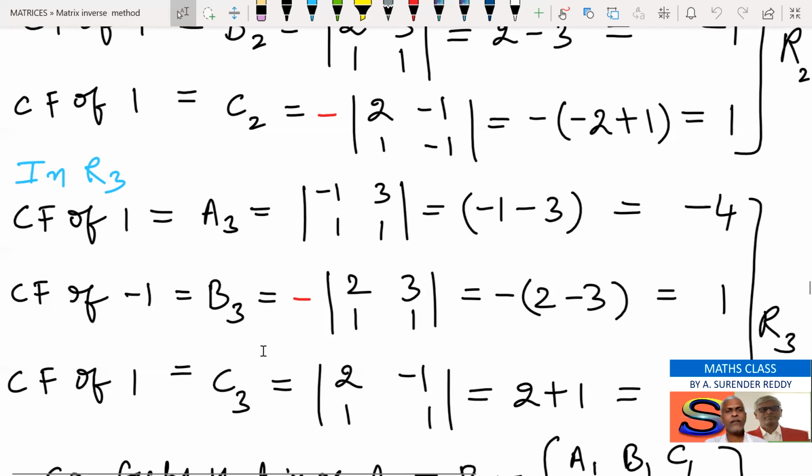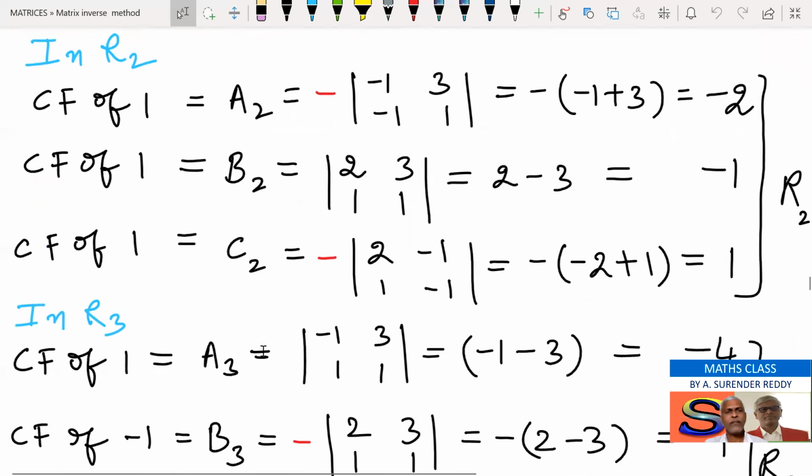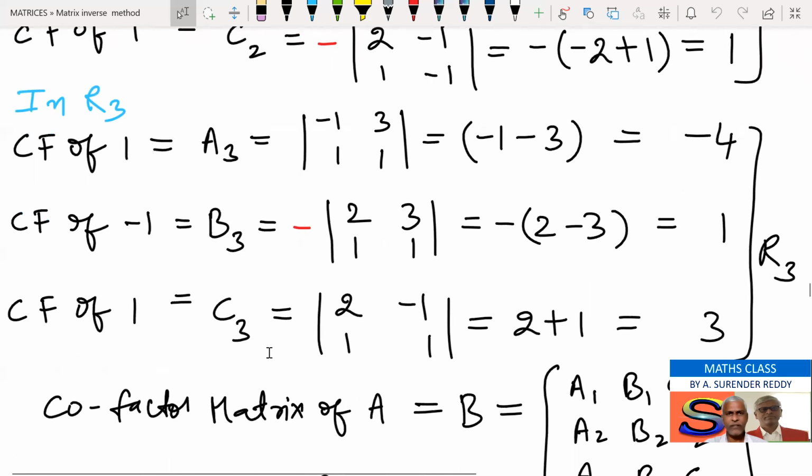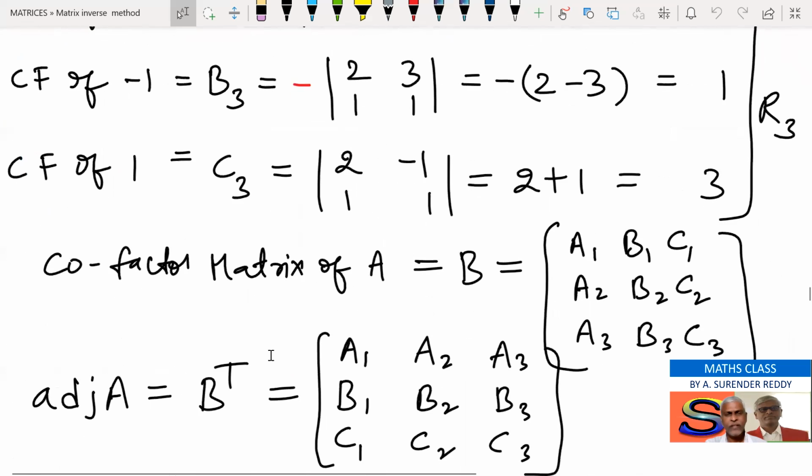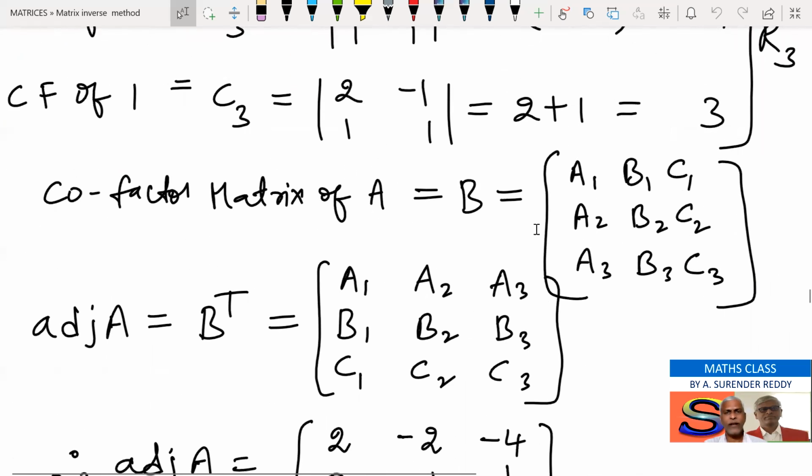So in this way, after calculating all the cofactors of the 9 elements, now write the cofactor matrix. First row, second row, third row cofactors, and convert the rows into columns. So that is the adjoint matrix. Cofactors ni transpose cheste vachedi adjoint matrix. So adjoint matrix is the transpose of the cofactor matrix.